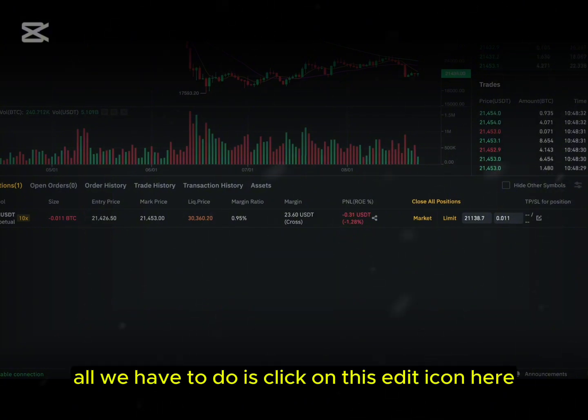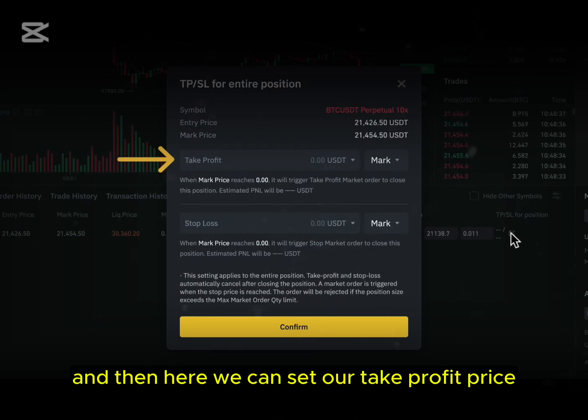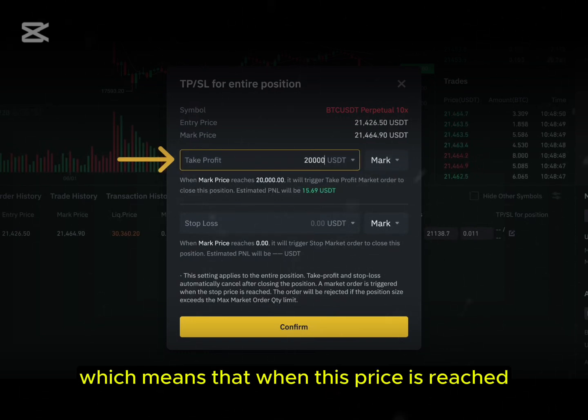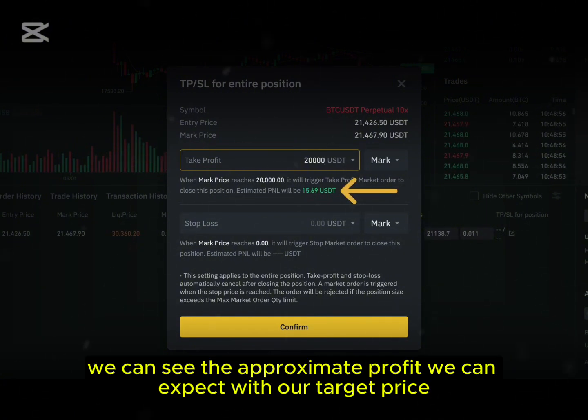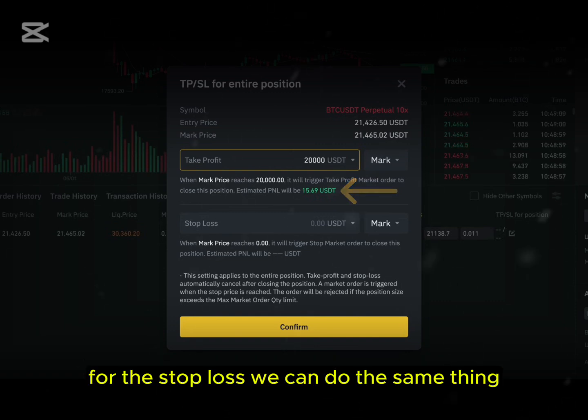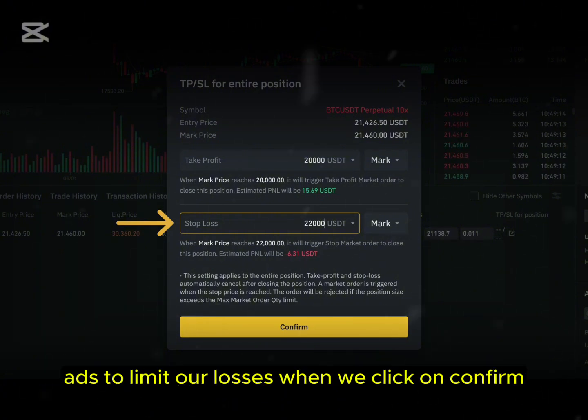All we have to do is click on this edit icon here, and then here we can set our take profit price, which means that when this price is reached, the position will be automatically closed and lock in our profit. Here we can see the approximate profit we can expect with our target price. For the stop loss, we can do the same thing. Just set a target price where we want our position to be closed, to limit our losses when we click on confirm.